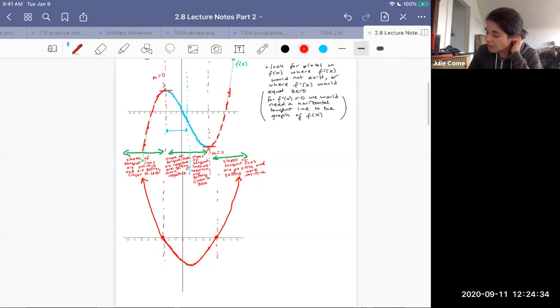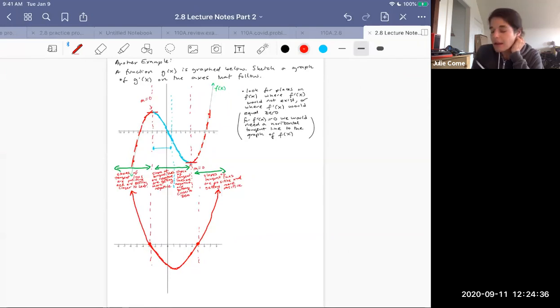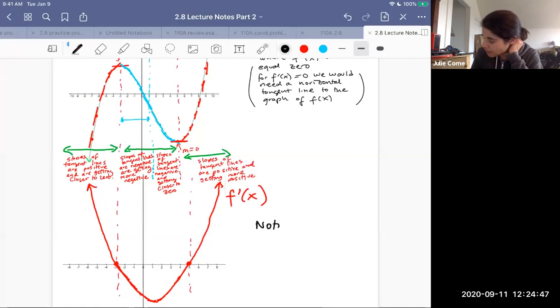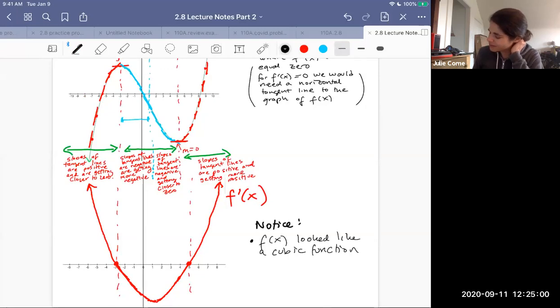Notice now a nice relationship here. I now have a graph of my derivative function as best I can do, and I might want to notice something kind of cool. Notice that f of x looked like a cubic function to the naked eye. And what does f prime of x look like? Well, to me, it looks like a parabola, which is a quadratic function. So something to pay attention to.